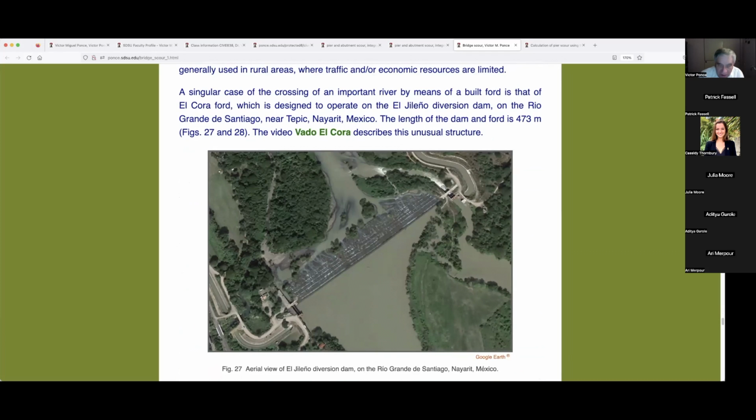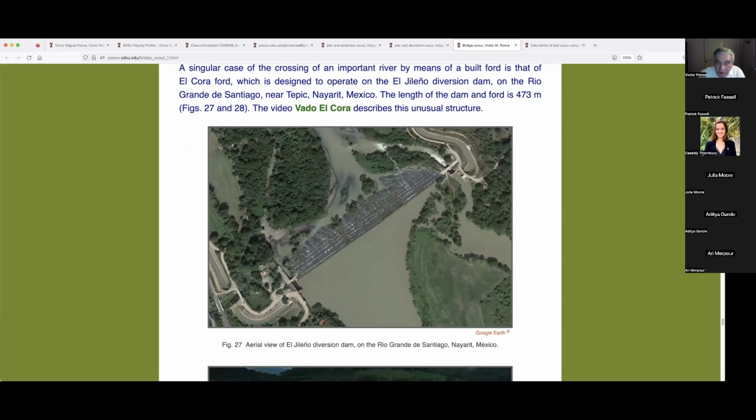This is a fascinating story, also in Mexico. This is an aerial view of the El Gileño Diversion Dam on the Rio Grande de Santiago. The Rio Grande de Santiago is one of the largest rivers in Mexico. This is in Nayarit, north of Mexico City on the west coast. And this is El Gileño Diversion Dam. It is a diversion dam. So what's the story about this dam?